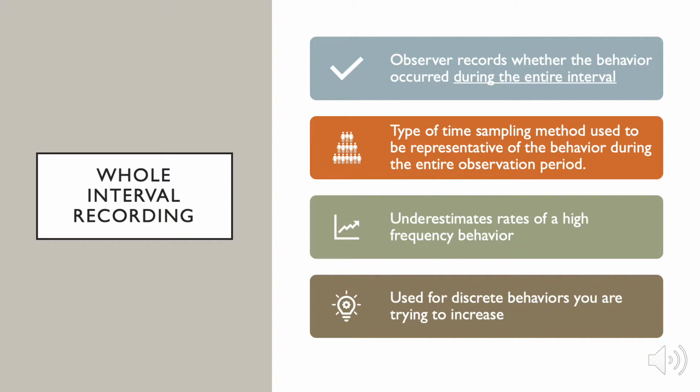So in the instance of whole interval recording, the observer is going to be recording whether the behavior occurred during the entire interval. And this type of time sampling method is used to be representative of behavior during the entire observation period. This is similar to some other discontinuous recordings that we've learned about. The difference between whole interval and partial interval is that with partial interval you're only recording if a behavior happened at some point during an interval.